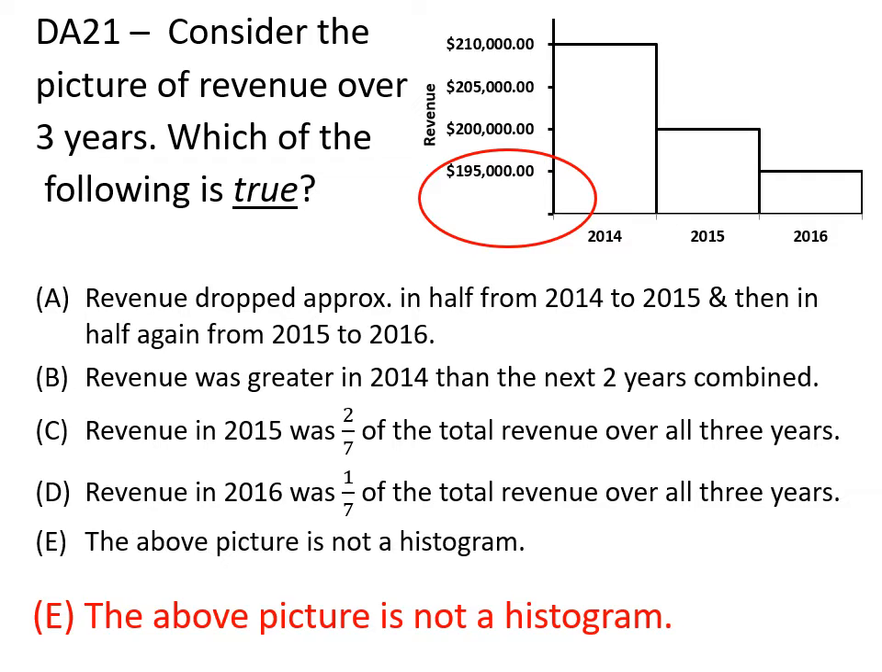So it looks like there's a huge difference. It looks like we dropped by half from 2015 to 2016, but we really didn't. We dropped from 200,000 to 195,000. So we only dropped 5,000 in value. So this is a misleading graph. It is not a histogram.